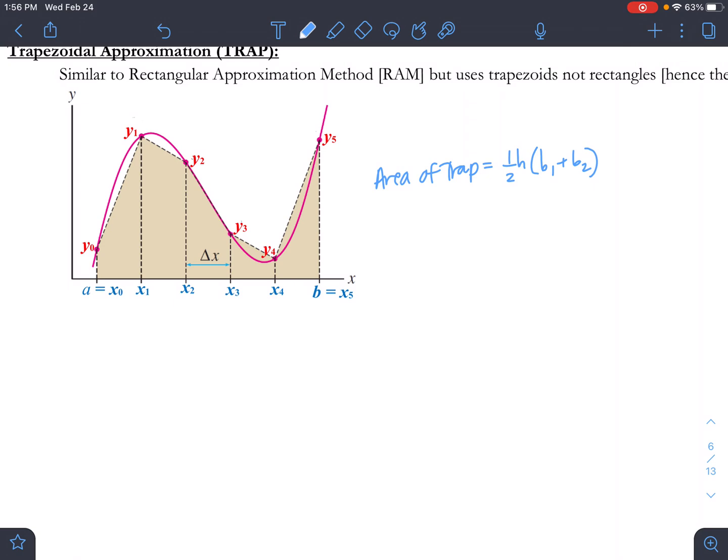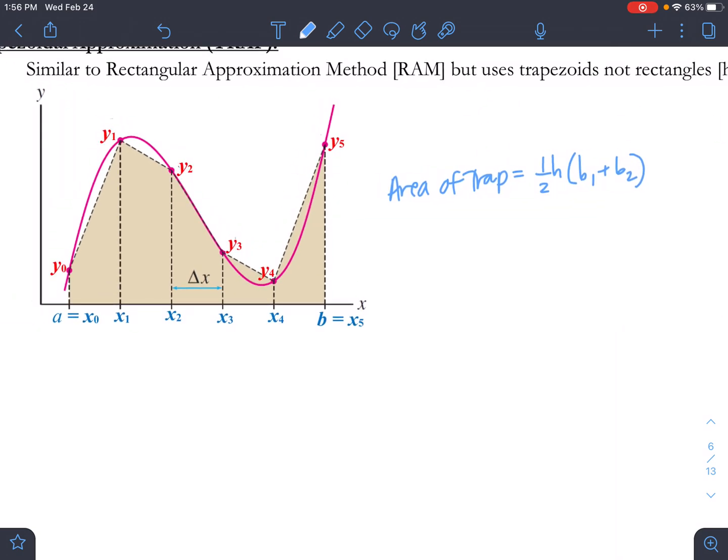How do we find the height? How do we find B1 and B2? So the height of each trapezoid is actually going to be this delta x right here. Okay, so delta x is technically the same thing as the height of your trapezoid, the distance between the bases. And B1 and B2 are going to be f of x at those two places. So this would be f of x naught, this would be f of x1, whatever those values are at that point.